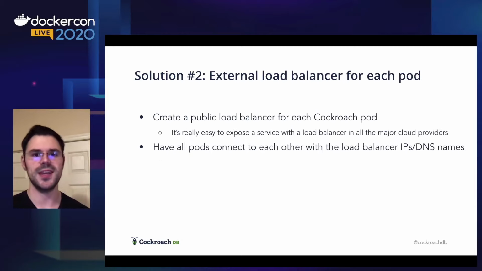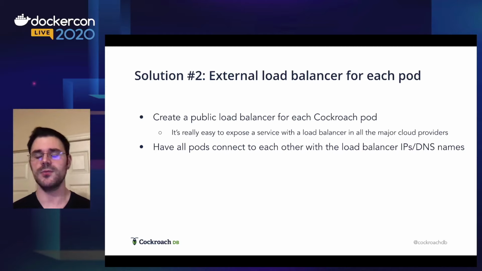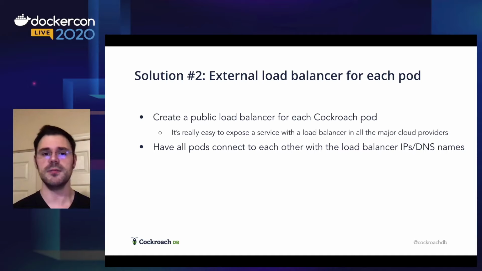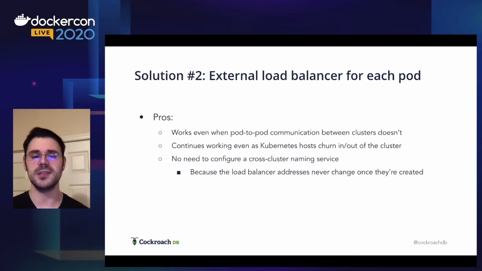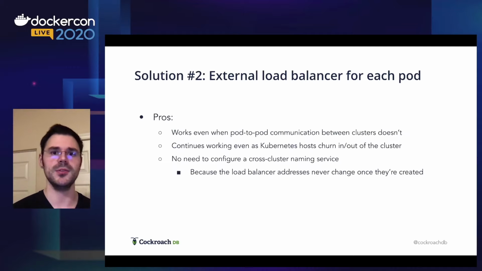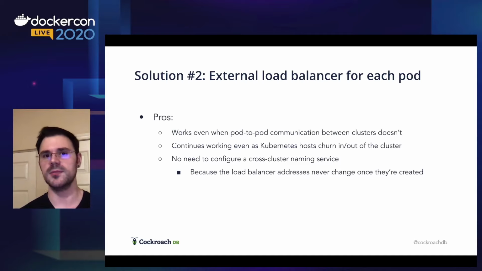Solution number 2 is to have external load balancers provisioned for each Cockroach pod. So this is going to see us having a very similar setup to the previous solution. However, rather than routing to these pods directly, or machines directly rather, we're going to be routing first through a load balancer. And this is going to give us that same benefit of being able to work in an environment where pod-to-pod communication isn't really possible, as we'll just be routing over the public internet.